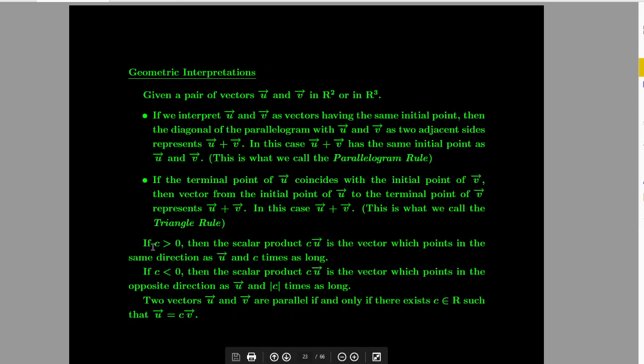Okay, if c, the scalar, is positive, then the scalar multiple cu is a vector which points in the same direction and is c times as long. I think you know the meaning. The other case is when c is negative.